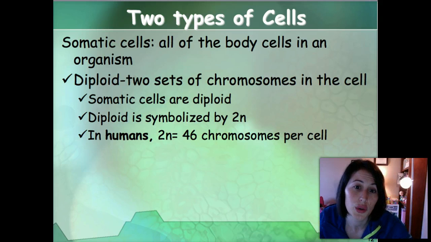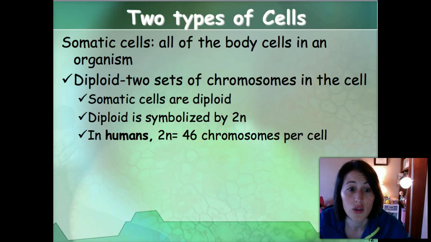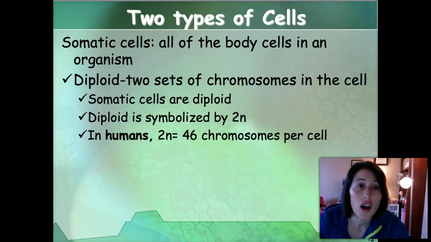Okay, so there's actually two kinds of cells. And when we talk about mitosis, we're going to be talking about somatic cells. Soma means body, so somatic cells are all of the body cells that are in an organism. Okay, so your heart cells and your lung cells and your brain cells and your skin cells and your eye cells and your toe cells. They're all somatic cells, okay?